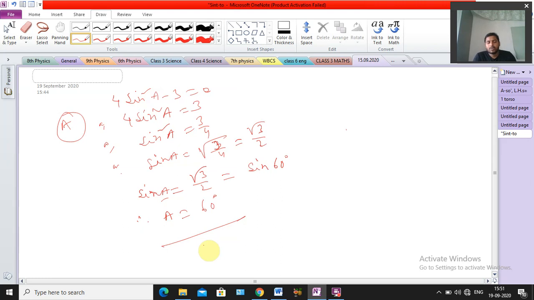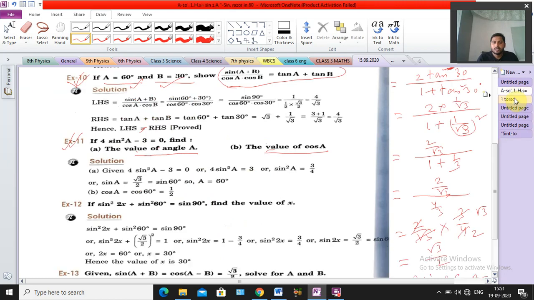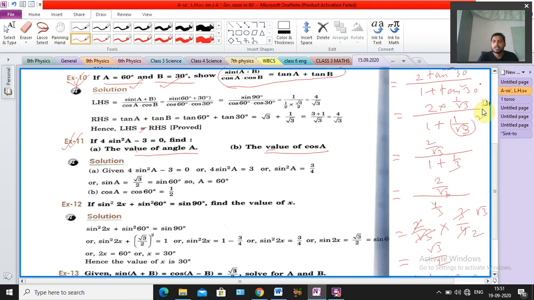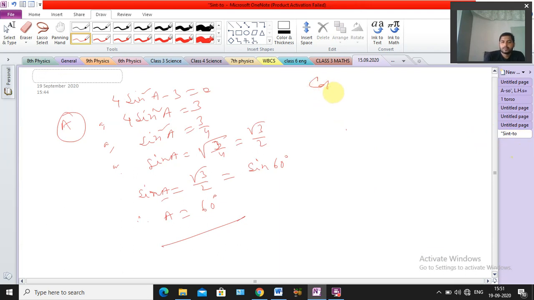Okay, so up to this one clear. Next we find out cos A. Easy. How do we find cos A? Just put the value of A. A is 60 degree, so cos 60 degree means 1 by 2 only. Sin 60 degree is root 3 by 2 and cos 60 degree is 1 by 2. Okay, so this is the answer. Clear?